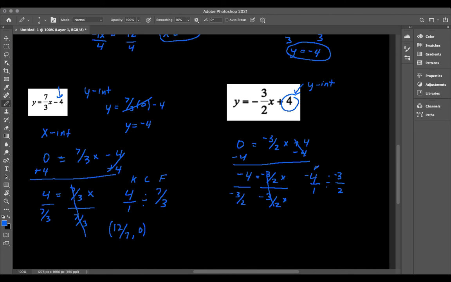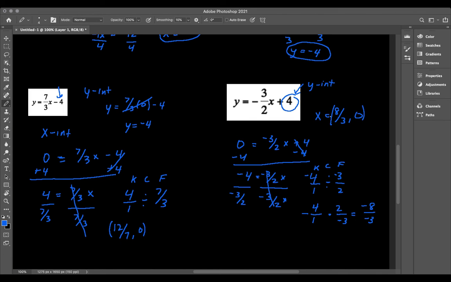Now remember, keep, change, flip. Got to remember that, keep, change, flip. We're going to end up coming back to this every once in a while when we start doing these kind of slope equations. Okay, so again, -4 over 1 times 2 over -3, and then just multiply across. So that would be -8 over -3, and then just cancel those things out, and your x-intercept would be 8 over 3, and y would be 0. And that would be the answer.